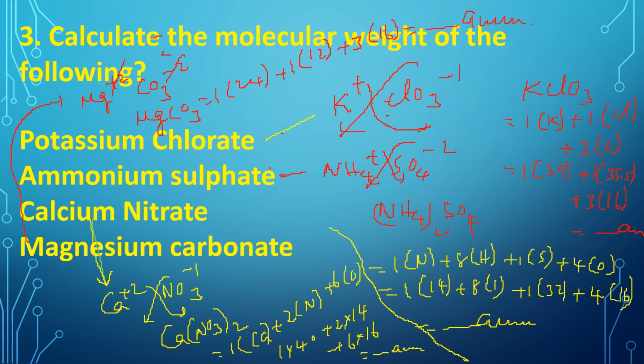So like that, the potassium chlorate formula is KClO3. Then ammonium sulfate is NH4 taken twice, SO4. Then calcium nitrate is Ca(NO3) taken twice. Then magnesium carbonate is MgCO3.